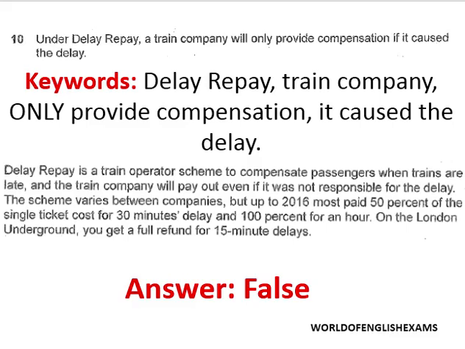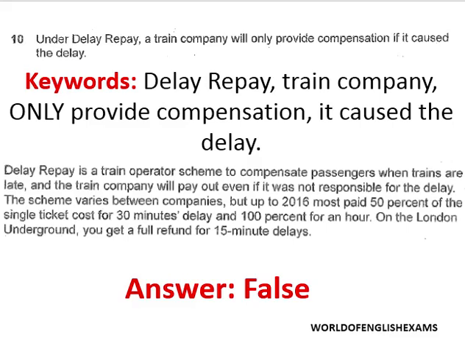So the keywords are delay repay, train company only provide compensation, it caused the delay. Let's read. Delay repay. Can you see the first keyword? Yes. So delay repay is a train operator scheme to compensate the passengers when trains are late. And the train company will pay even if it is not responsible.